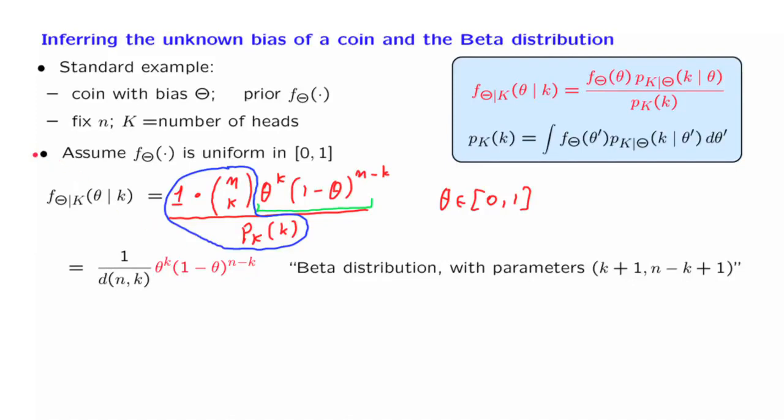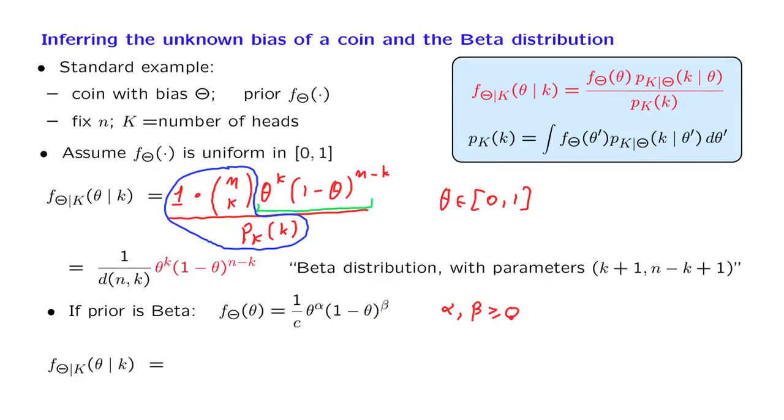So now let's continue this example by considering a different prior. Suppose that the prior is itself a beta distribution of this form, where alpha and beta are some non-negative numbers. What is the posterior in this case? We just go through the same calculation as before, but instead of using 1 in the place of the prior, we now use the prior that's given to us.